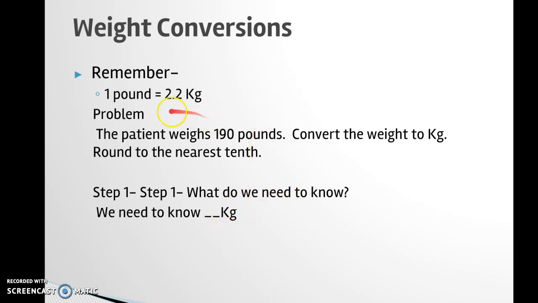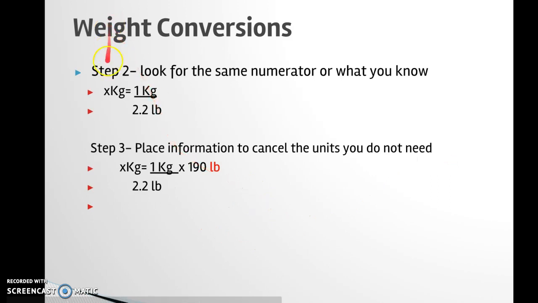So what do we need to know? We know the patient weighs 190 pounds. We want to figure out how many kilograms, so we need to know kilograms. Step 2, we're going to look for what we know about kilograms. So we have X kilograms, and we know that 1 kilogram, because we want to have a kilogram in our top number, is equal to 2.2 pounds.